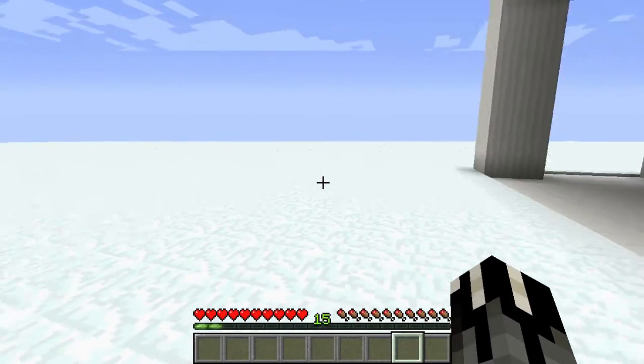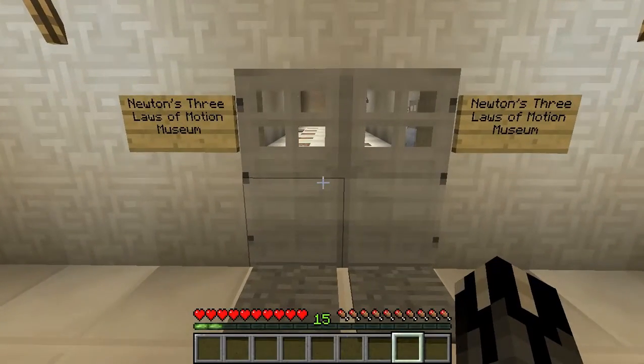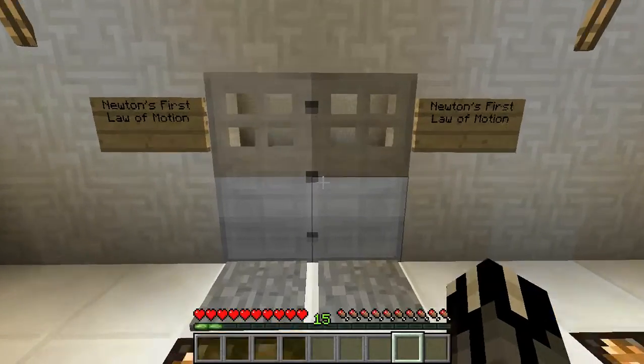Such a beautiful snowy day. Aw, what's this? Newton's Three Laws of Motion Museum. Let's check it out. Newton's first law of motion.